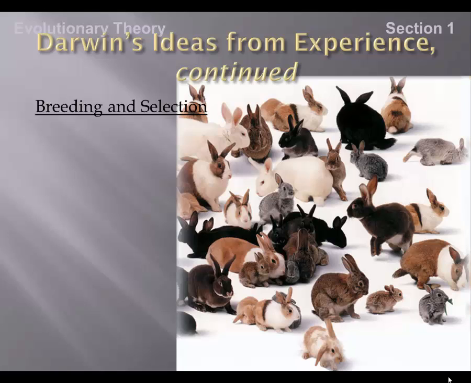So rabbits, perfect example of artificial selection. We actually can breed rabbits for a variety of traits. Do we want them to be small and petite and use them as kind of a show rabbit? Or do we want them to be large? Do we want them to be meat rabbits, where we're actually breeding them for the use of food?